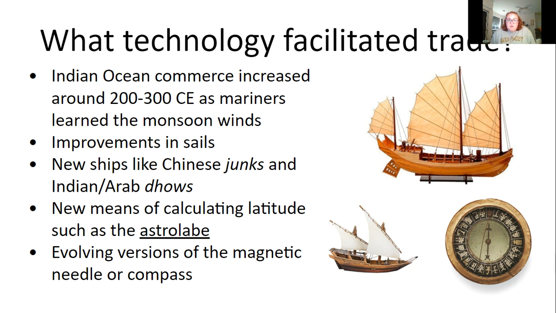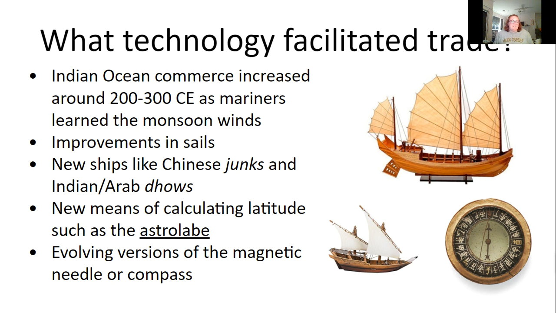Well, as commerce increased, mariners learned about the monsoon winds, so they developed better sails. New ships like the Chinese junks and the Indian and Arab dhows made it possible to bring more goods back a little bit safer. Just made it better all the way around. These new means of calculating latitude, using the astrolabe, meant that they could go farther, and they could not just hug the shoreline of a country, they could venture out into the open waters.